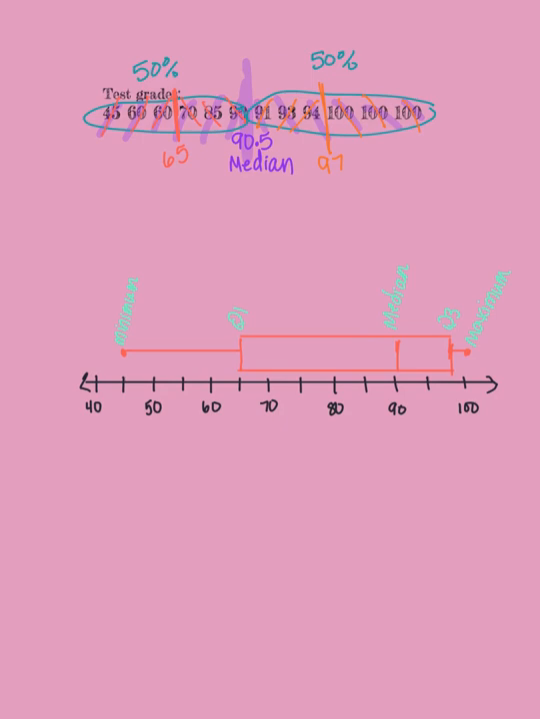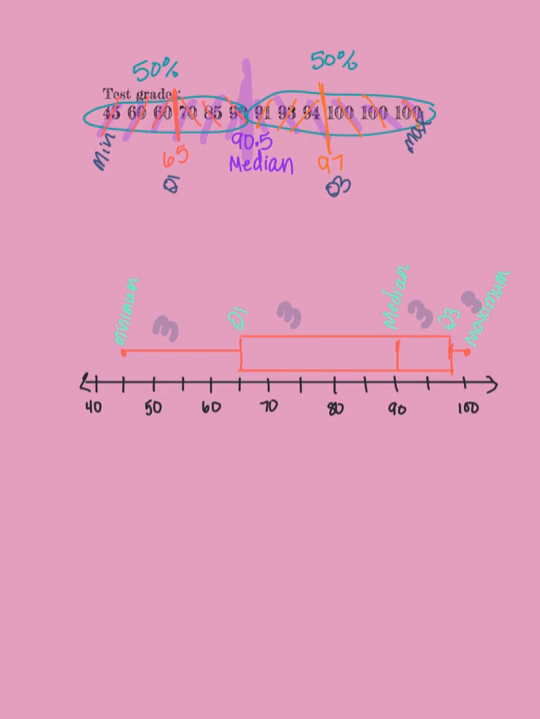How many test grades were right here from my minimum to quartile 1? 3 test grades. So there's 3 test grades right there. So how many test grades were in between quartile 1 and the median? 3 test grades. What about from the median to quartile 3? How many test grades do you have? 3 test grades. And what about from my quartile 3 to my maximum? 3 test grades. So each section is still 3 test grades.